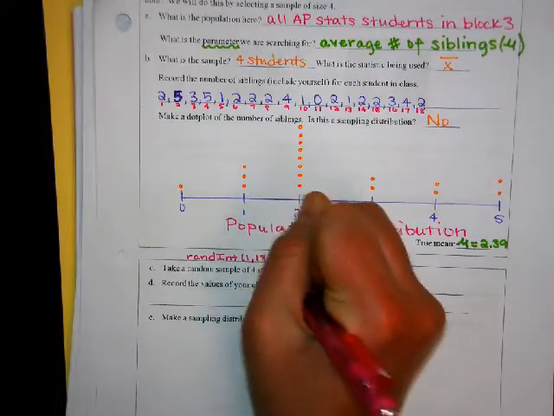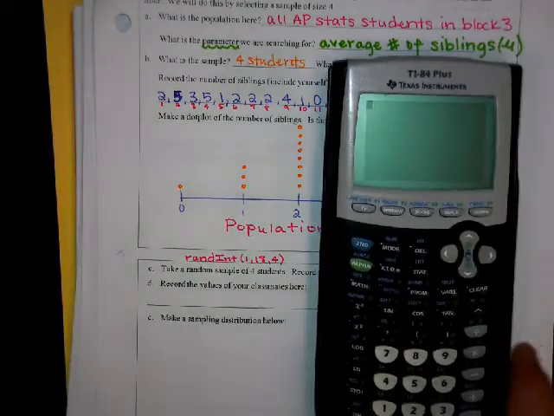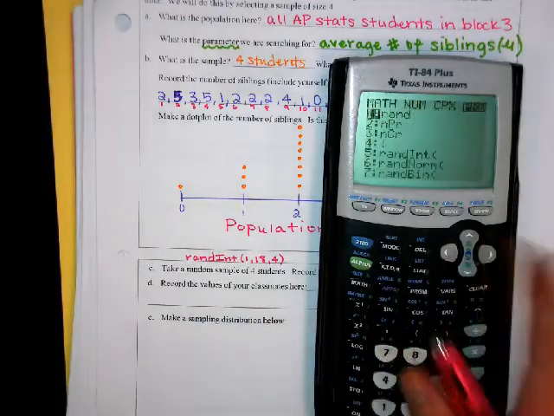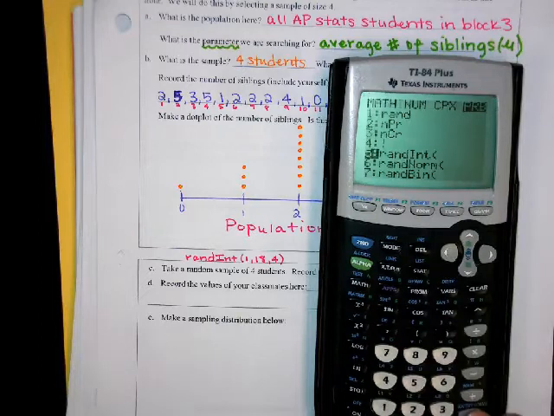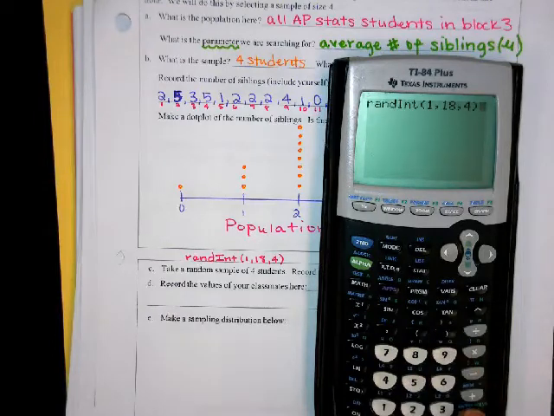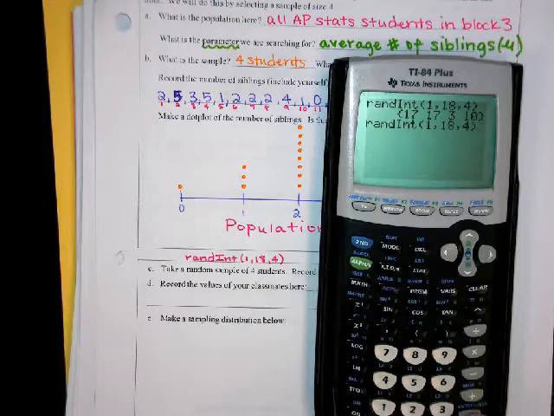You hit math, go to prob, number 5, rand int. Newer ones will prompt you, otherwise you type them in with commas in between. So I got 17, 17, 3, 10, so I'm just going to redo it. And I get 8, 1, 1, 13, 13. Redo it again, until you get 4 separate numbers. So I got 8, 14, 1, and 7.